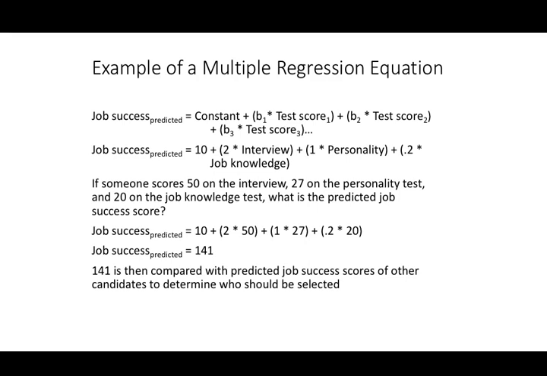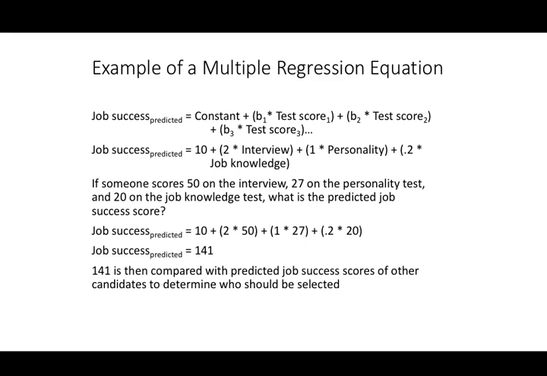Predicting job success has a constant of 10, and then the interview is weighted 2, the personality test is weighted 1, and the job knowledge test is weighted 0.2. Those all uniquely contribute to job success with that particular weighting. So how do you basically translate this into practical use for you in the workplace?